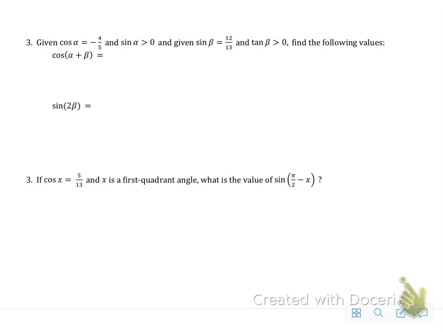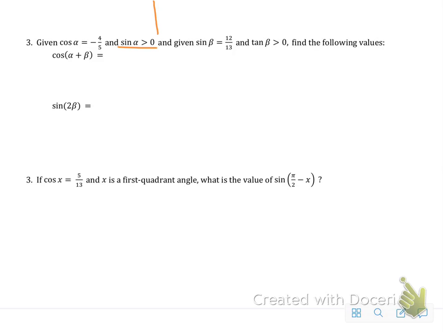So when you see a problem like this, what you want to do is draw your triangles in the correct quadrants. So how do you know what quadrant? First off, let's look at our first one. Cosine alpha equals -4/5. I know that in quadrants 2 and 3, that's when cosine is negative. And I'm also told that sine of alpha is greater than 0, so that has to be in quadrant 1 or 2. So the thing that those two conditions have in common is quadrant 2.